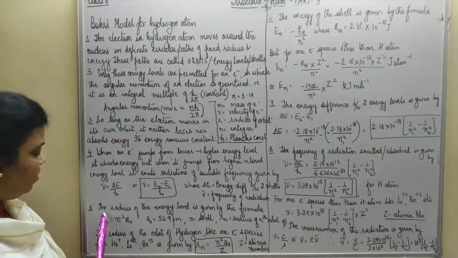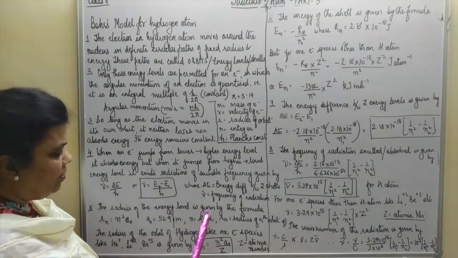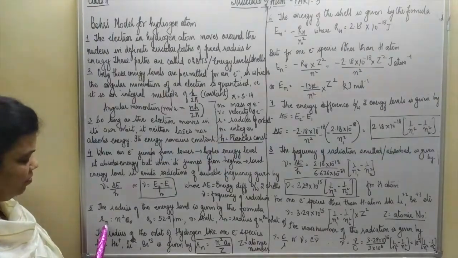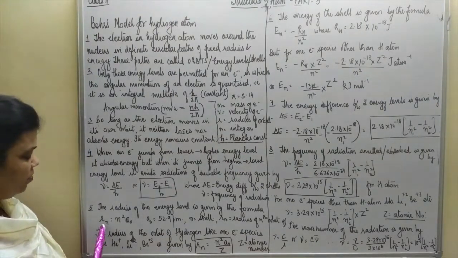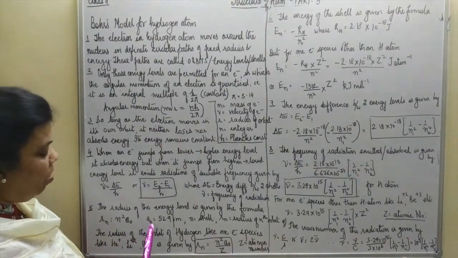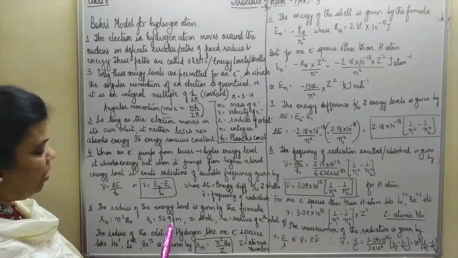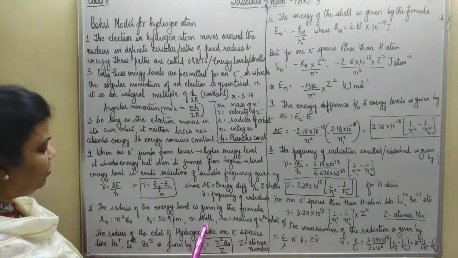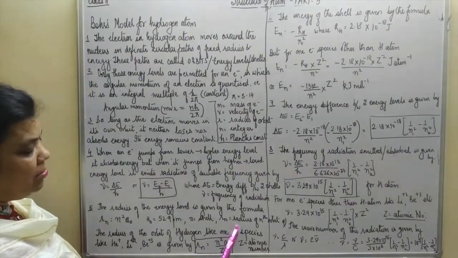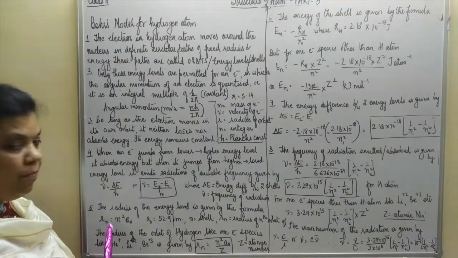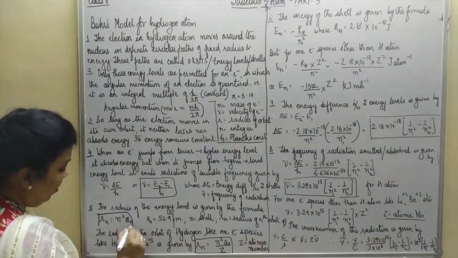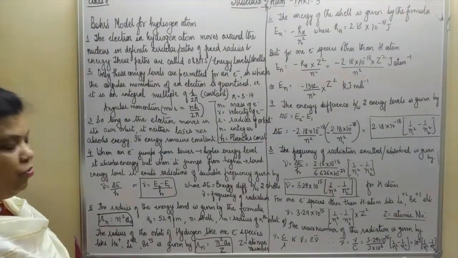The next postulate is that the radius of the energy level is given by the formula Rn, which is the radius of the nth orbit. The radius of the nth energy level is given by n square into a naught, where a naught has a fixed value of 52.9 picometer. n is the shell or the orbit in which the electron is moving, and Rn is the radius of the nth orbit. Remember, this is the formula to calculate the radius of the nth energy level for the hydrogen atom.